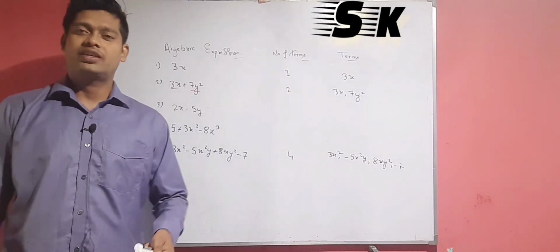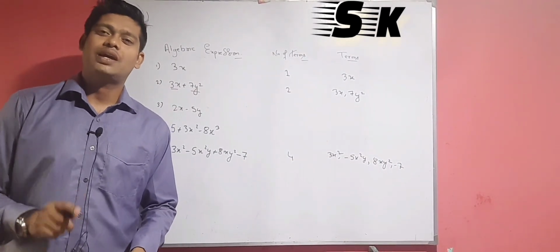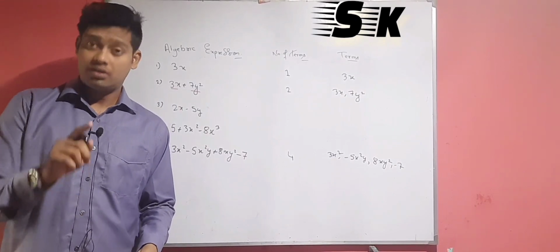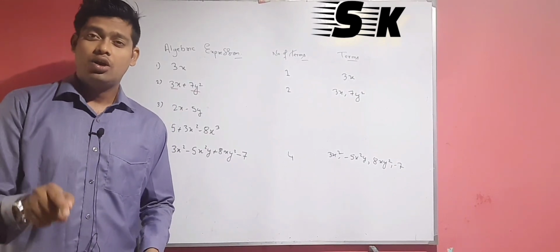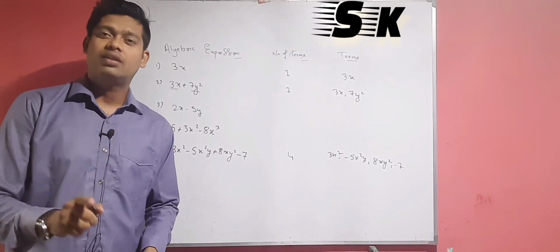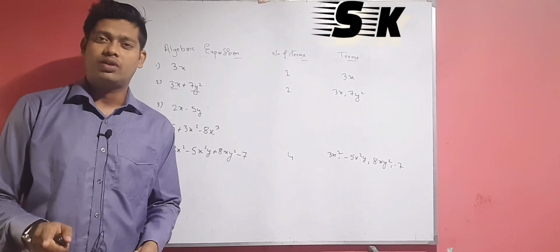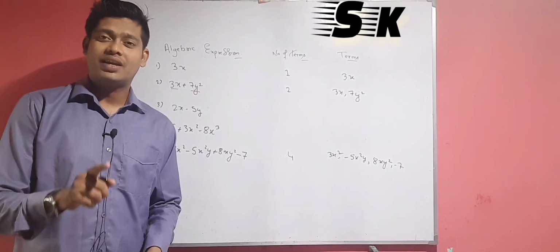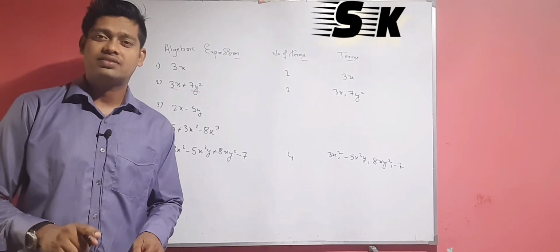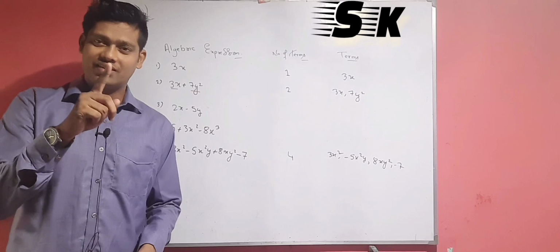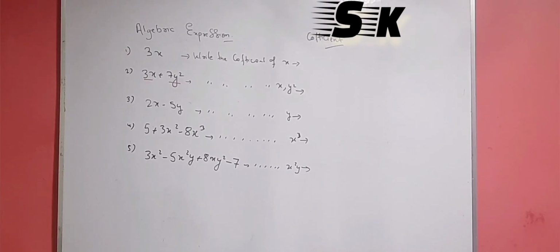If any expression is separated by a plus sign or a minus sign, then they are counted as different terms. If there is a multiply sign or a divide sign, they will be treated as a single term. They should not be treated as different ones. Very important point, note it down. If a plus sign or minus sign is there, they are said to be different terms. But if there is multiply and divide, they are counted as a single term. Clear?